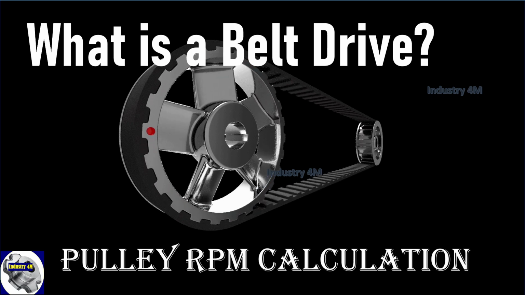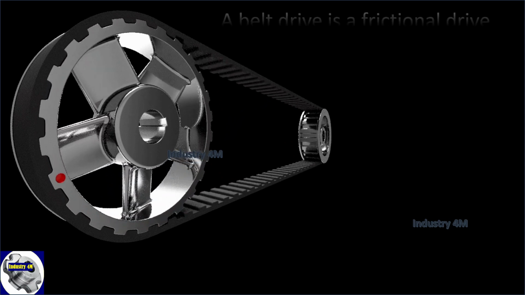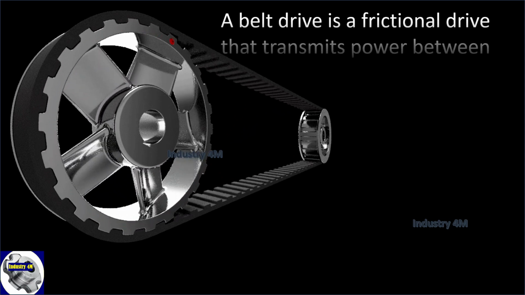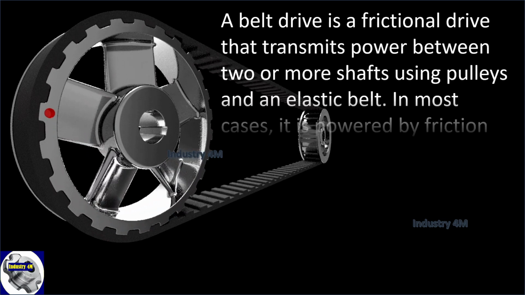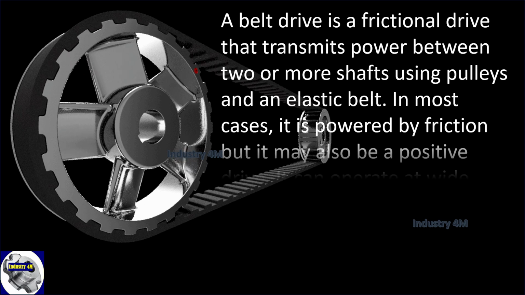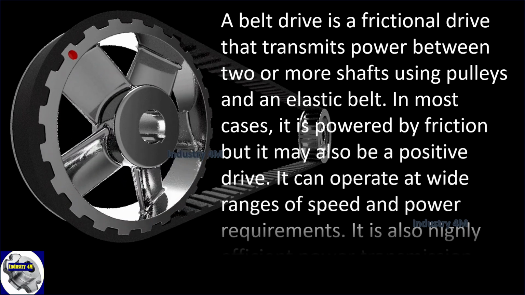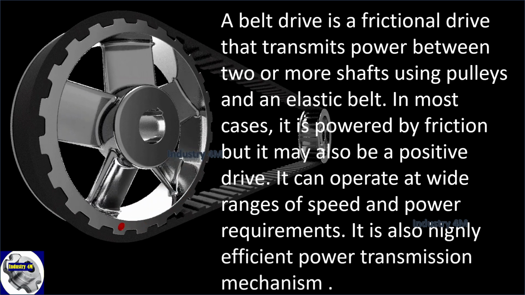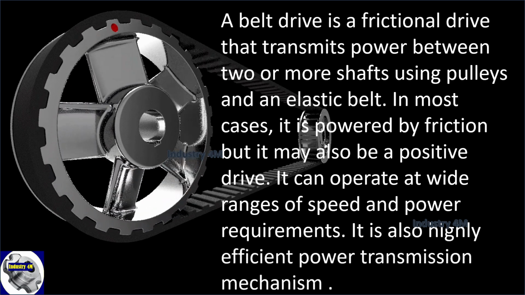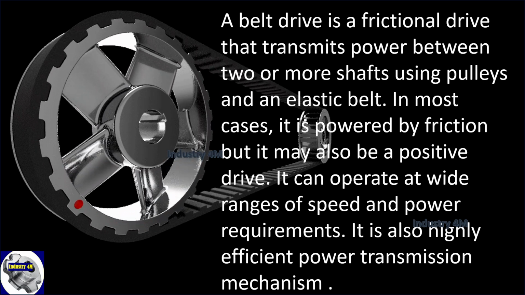When you have two diameters and one RPM known. A belt drive is a frictional drive that transmits power between two or more shafts using pulleys and an elastic belt. In most cases, it is powered by friction, but it may also be a positive drive. It can operate at wide ranges of speed and power requirements. It is also a highly efficient power transmission mechanism.